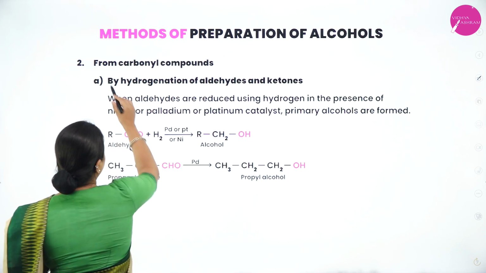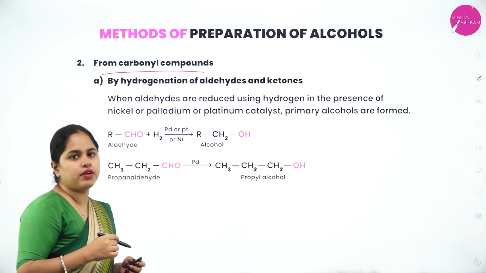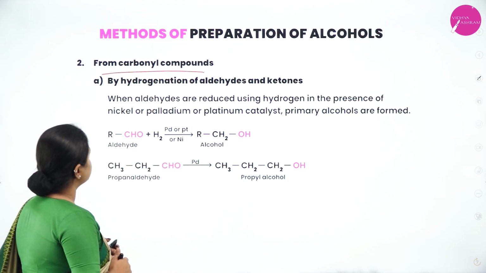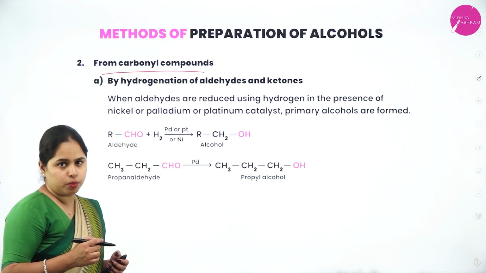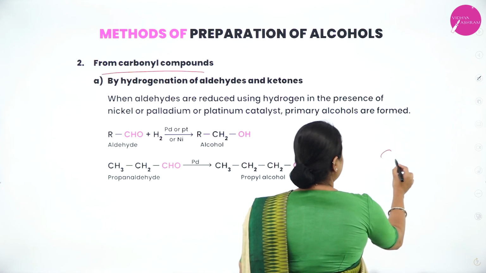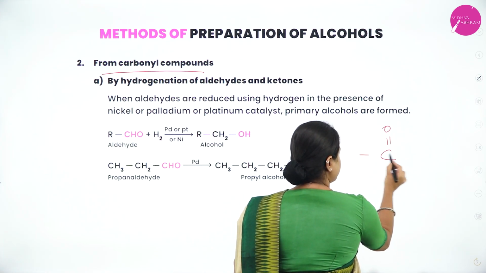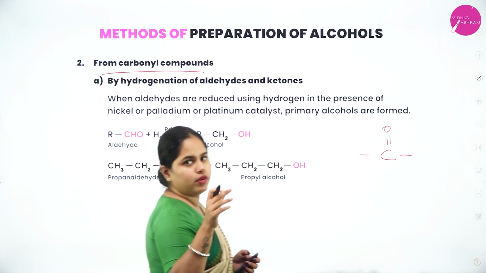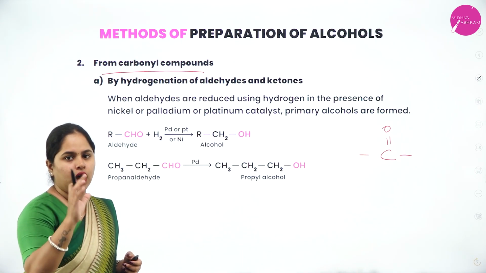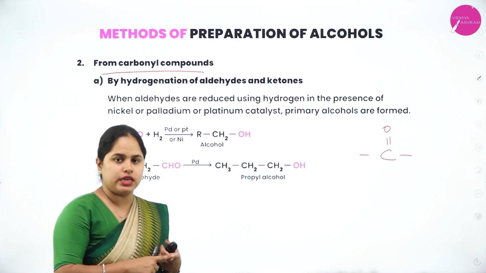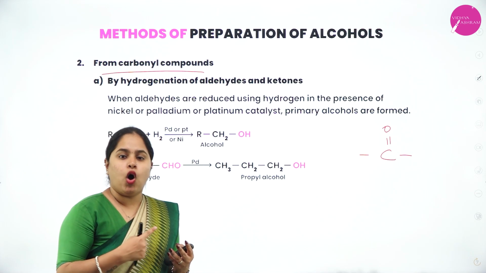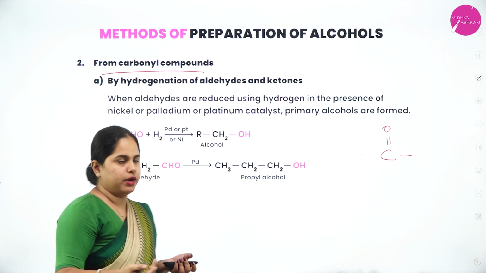Moving on to the next one, from carbonyl compounds. The first one we discussed was from alkenes. Two methods we have discussed, right? Now the next one is from carbonyl compounds. Now what are carbonyl compounds? Carbonyl compounds are compounds having this particular functional group, that is C double bond O. Any compound containing the C double bond O is called a carbonyl compound. So your carboxylic acid, ketone, aldehyde, ester, all of them are examples of carbonyl compounds, right?